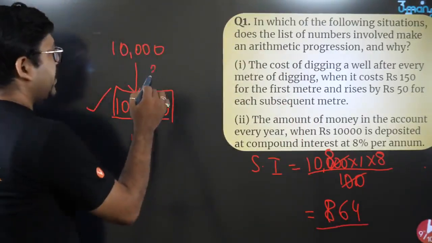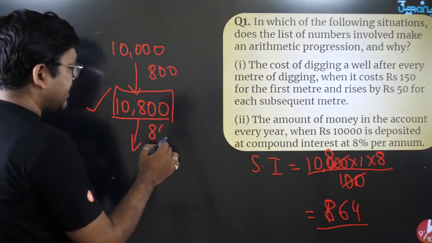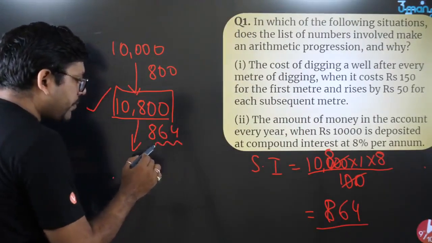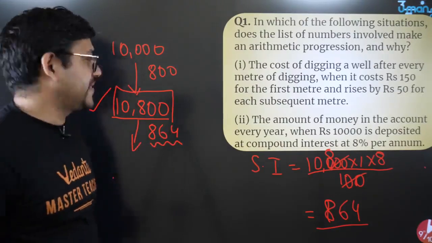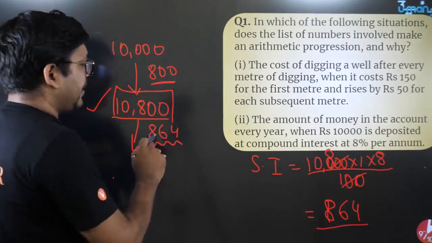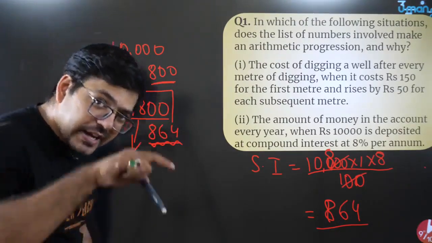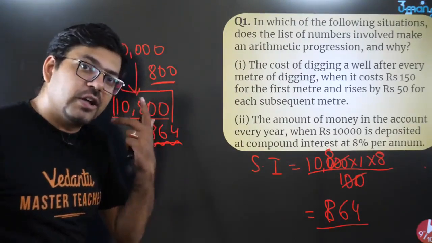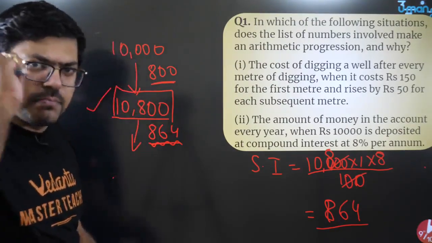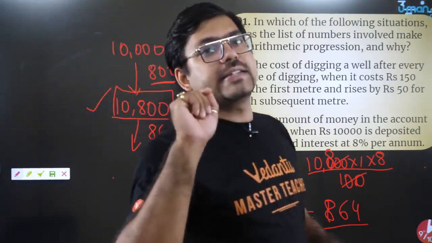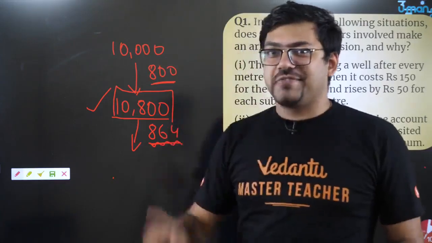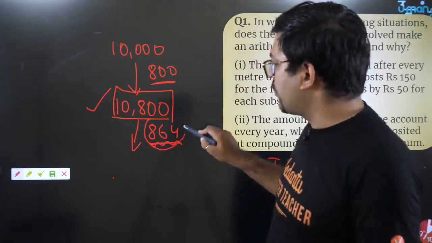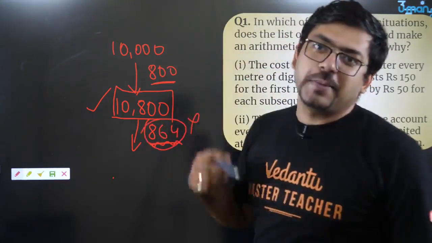So the first year it was 800. Next year it is 864. So now probably you would be able to see that okay, every time the addition is not the same. This time you are adding 800. Now this time you are adding 864. So the next time you will again add something different. But in arithmetic progression, we have a very simple rule that every time we have to add the same number. Either add or subtract, but we have to do the same number. Constant difference. So here, this is obviously not following the rule. Hence, it is not an AP.